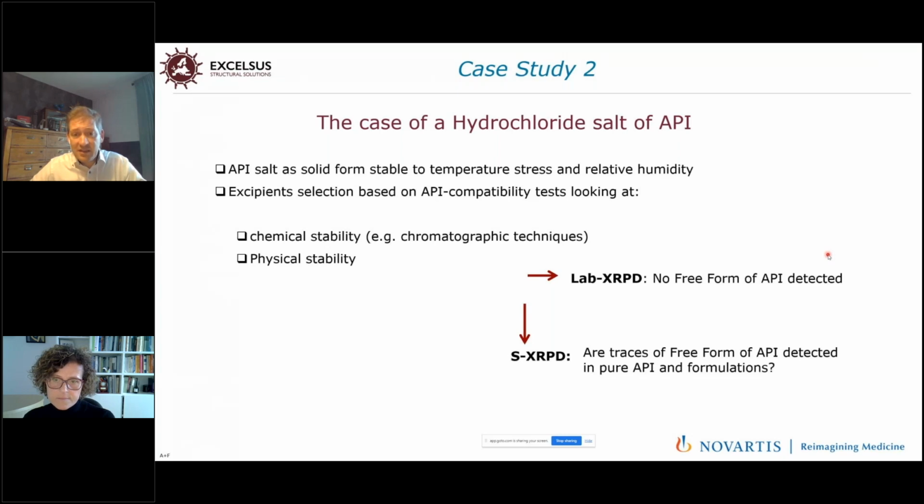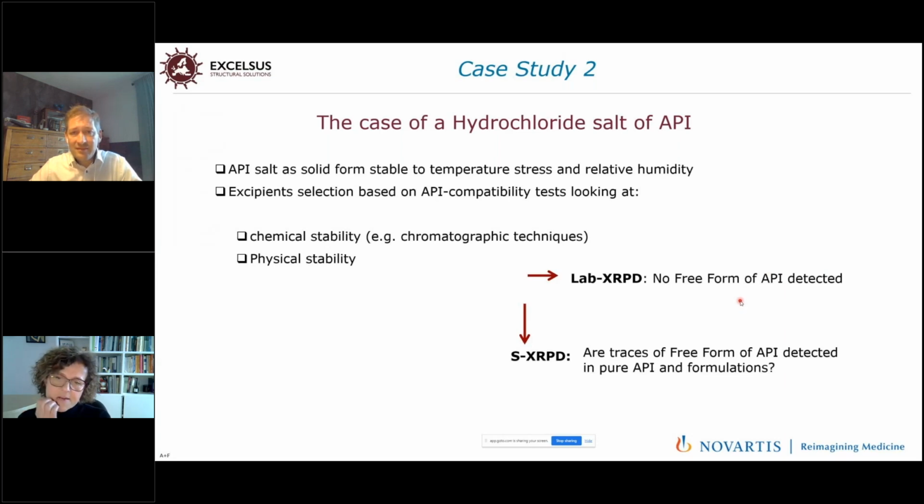formation of the free base. But being very suspicious about the low acidity of the compound, which was not showing any obvious weaknesses, even when exposed to high relative humidity, we asked Excelsus to take a look with a different magnification lens on those samples.